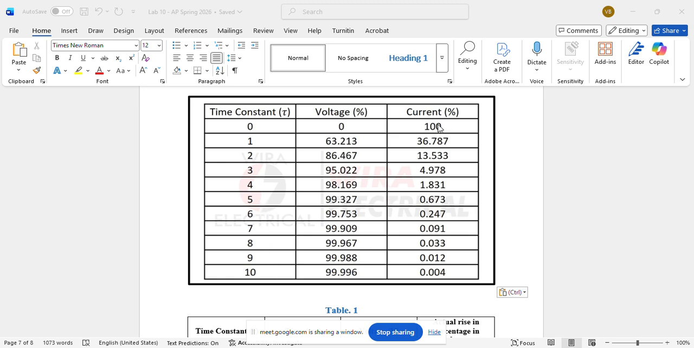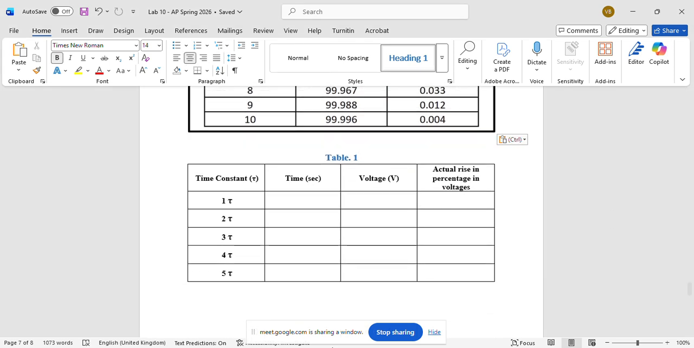And similarly, current is 100% at the start and it's almost zero after five time constants. So we say at this position the capacitor is fully charged and there is no more flow of current. So we will verify the same values. These are calculated using an equation. We will verify these values using Multisim.